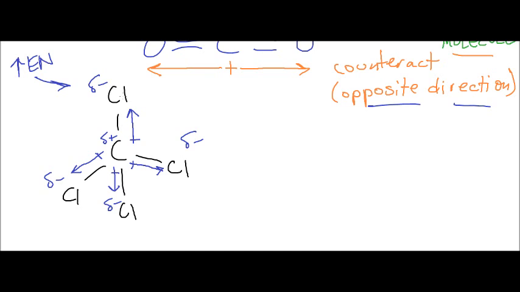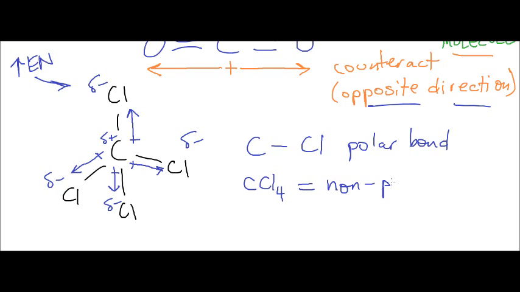So even though the bond between carbon and chlorine is considered a polar bond, carbon tetrachloride is really considered a non-polar molecule because the polarity is going in opposite directions.